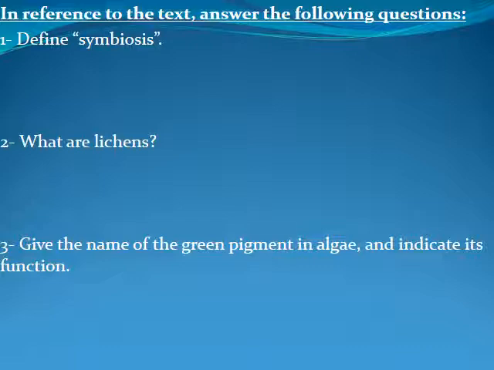C. Give the name of the green pigment in algae and indicate its function. Yes, Rena. What do we call the green pigment in algae? The algae possesses the green pigment. What do we call it? Chlorophyll. Excellent. What is its function? What is its role? What does it do? It enables the plant to use sunlight energy to make its own food. Okay, excellent.